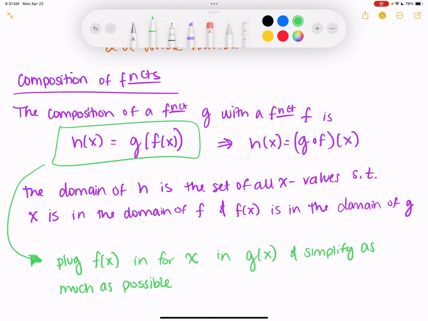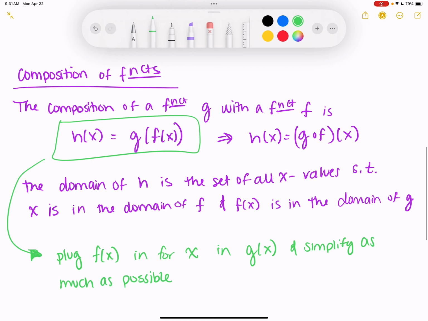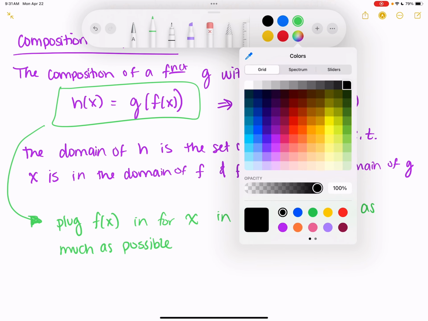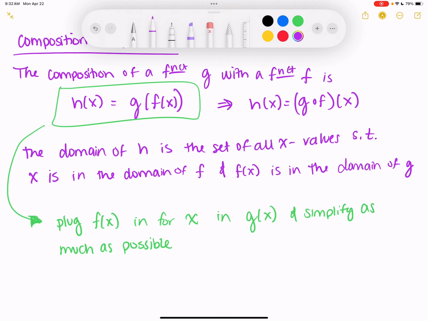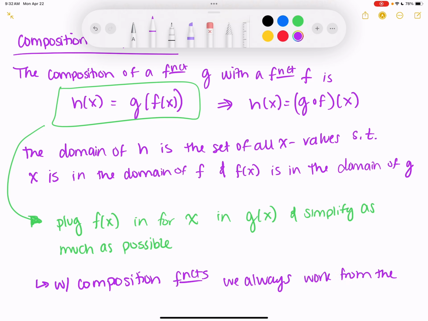And something else to note about this stuff with composition functions, we always work from the inside out. And sometimes they may give you an x value to be plugged in for the functions.